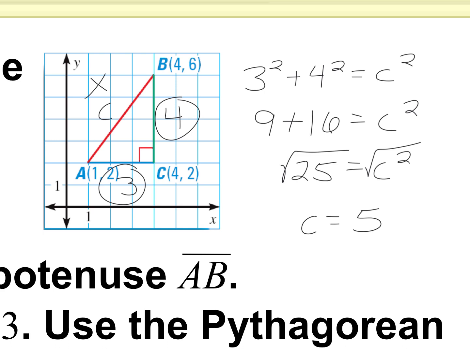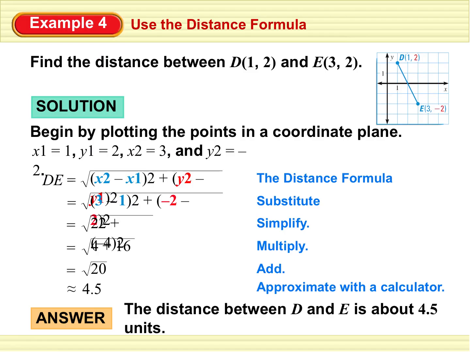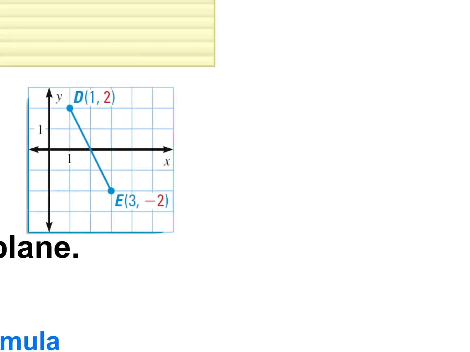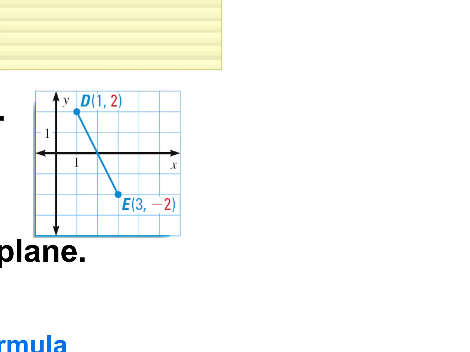Okay? So you can find distance using the Pythagorean theorem. Now we're going to look at the actual distance formula. So I put it up there for you. Let's start by labeling first, because once we label, then we can just plug it into the formula. So now we don't have a right triangle. You can make one, but we're going to use the distance formula.